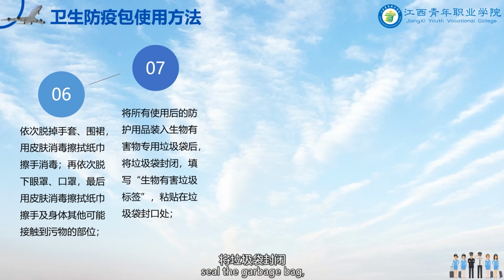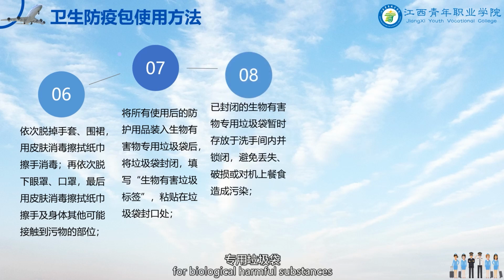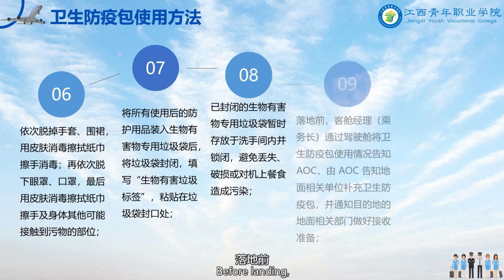Seal the garbage bag. Fill in the biological harmful garbage label, and paste it on the seal of the garbage bag. The sealed garbage bags for biological harmful substances are temporarily stored in the toilet and locked to avoid loss, damage, or contamination of in-flight meals before landing.